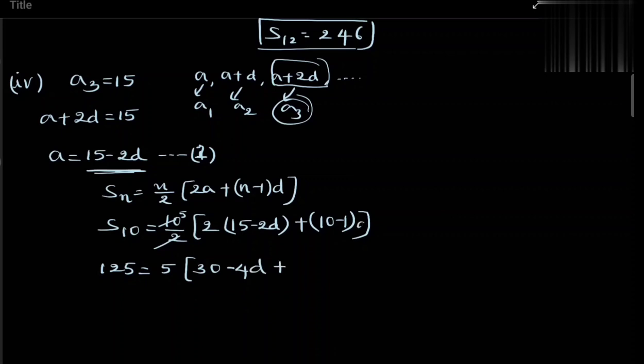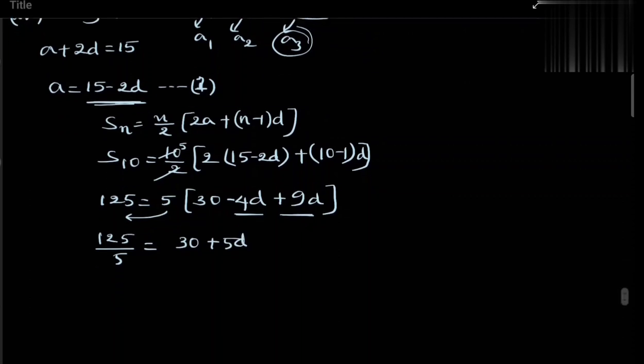Plus 9d, d as it is, since 10 minus 1 means 9. So move 5 to this side: it will become 125 divided by 5, which is equal to 30 minus 4d plus 9d, which means plus 5d. 5 twenty-fives are 125, so 25 is equal to 30 plus 5d.